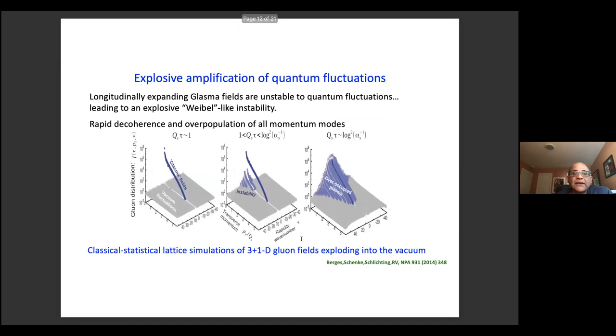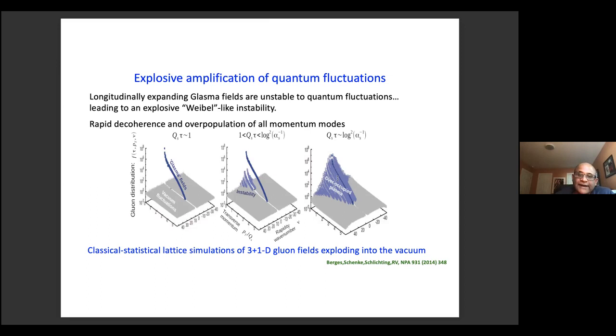So in the QCD case, similarly, the classical equations are purely two-dimensional. So these are the gluon distributions plotted as a function of transverse momentum on this axis here and longitudinal momentum on the other axis. And you see initially that it is boost invariant, there's no distribution in longitudinal momentum. But then you have these vacuum fluctuations which interact with these strong fields, and there's an instability that develops. And the instability grows exponentially. It's a kind of butterfly effect, which just enhances these instabilities. So at very short time scales, which are just logarithmic, you get an overoccupied system, also in the longitudinal direction. And this is an actual result of classical statistical lattice simulations of 3+1D gluon fields, which are exploding into the vacuum.